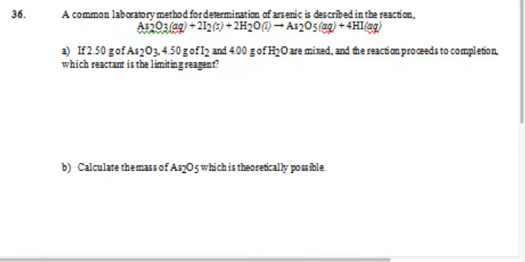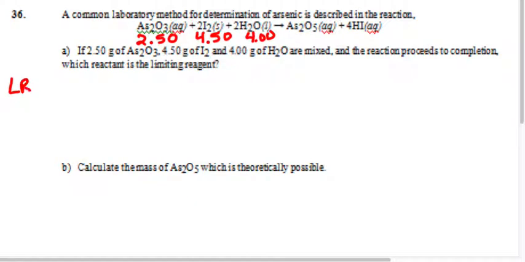A common laboratory method for the determination of arsenic is described in the reaction. Oh goodness, we have 3 reactants this time. If 2.50 grams of As2O3 is mixed with 4.50 grams of I2 and 4 grams of water, and the reaction proceeds to completion, which reactant is the limiting reactant?